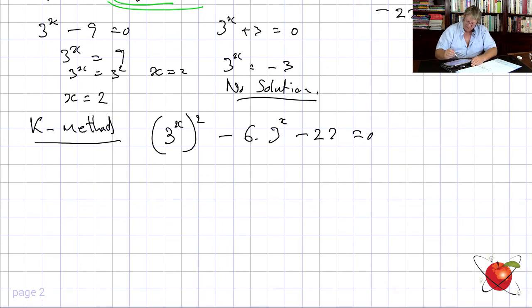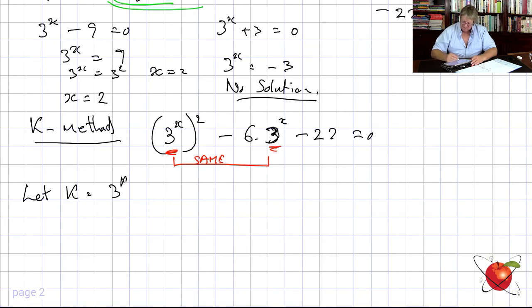What you can see, can you see that we've got this and this term here? It doesn't look like it, does it? Okay, that's a very poor 3 there. All right. Those two, okay, are the same. Okay. Now, in the K method, when you see two things that are the same, you say, let K equal 3 to the power of x, and replace it. K, can you see?